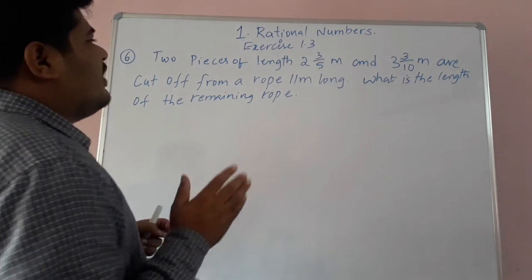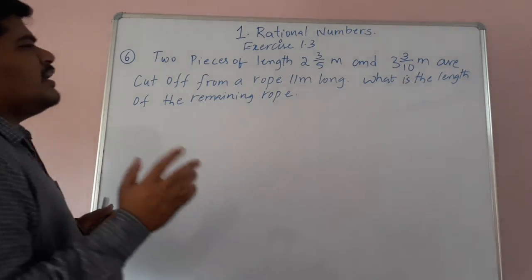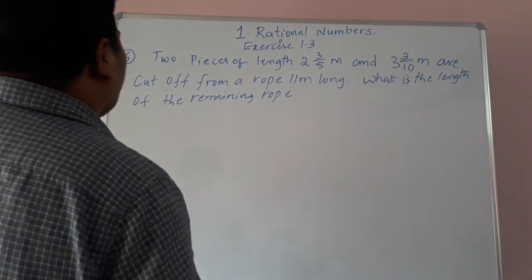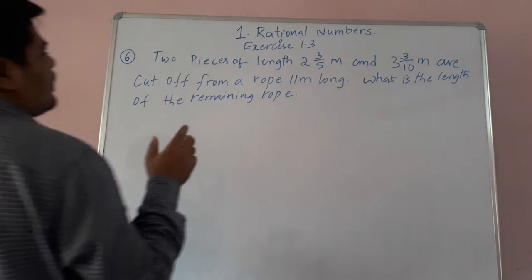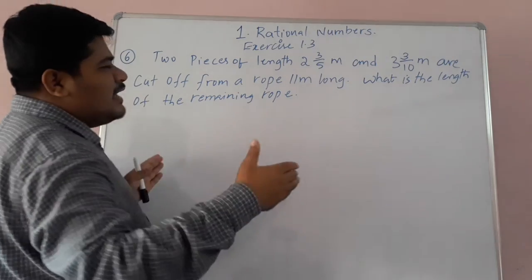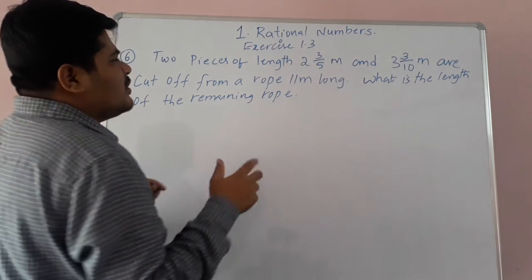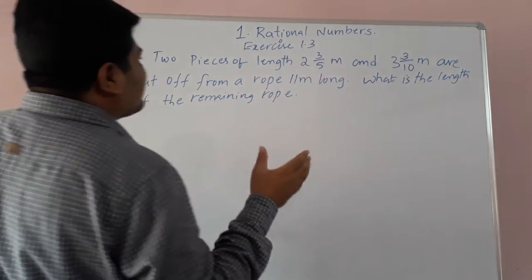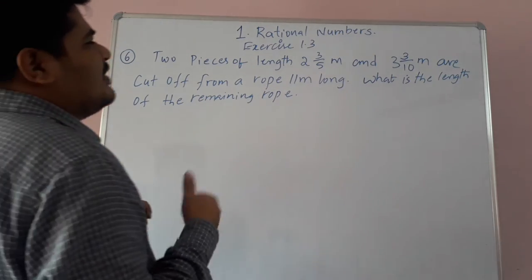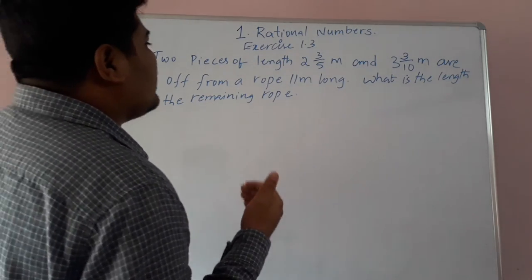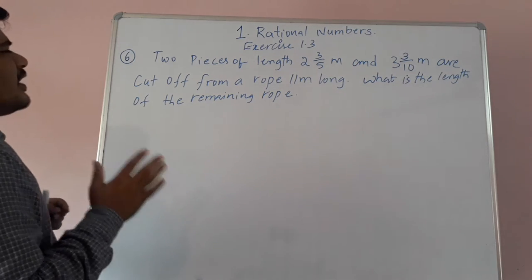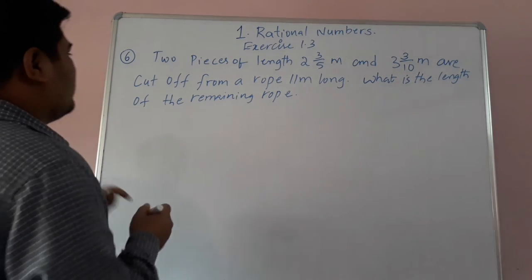Two pieces of length 2 3/5 meters and 3 3/10 meters are cut off from a rope 11 meters long. So the length of the rope is 11 meters, children. Two pieces cut off means they are removed. What is the length of the remaining rope? This is the question, children.